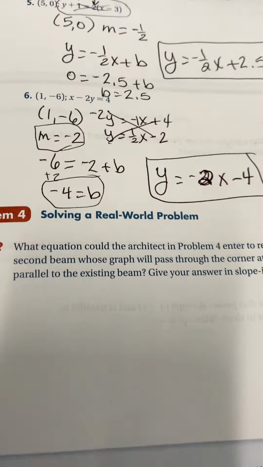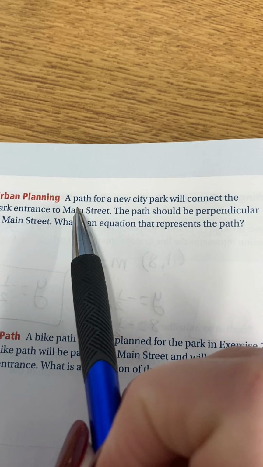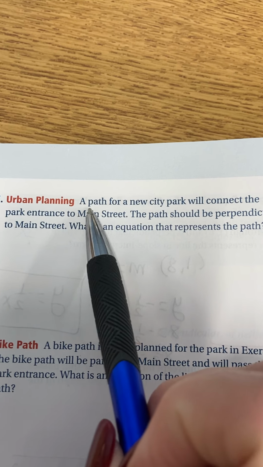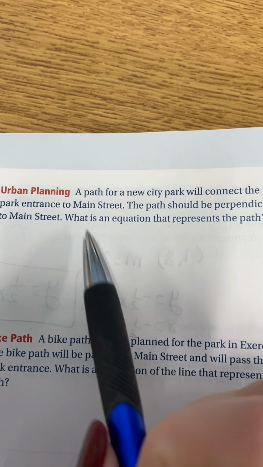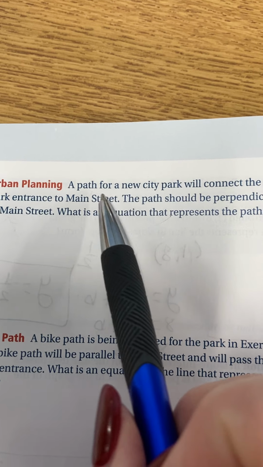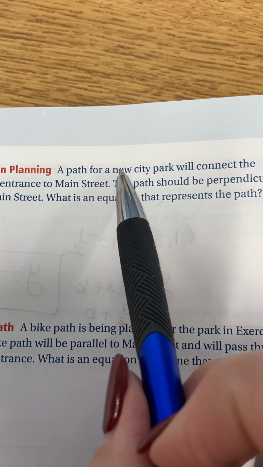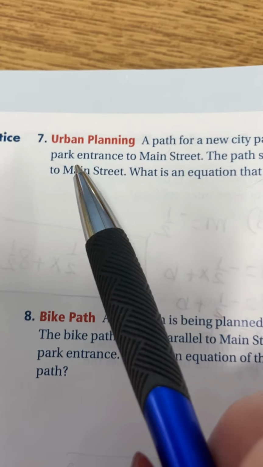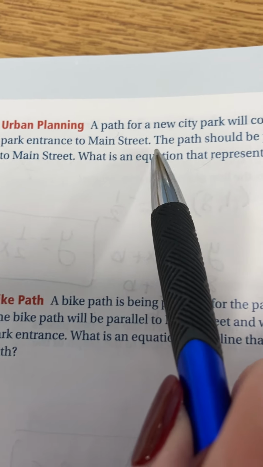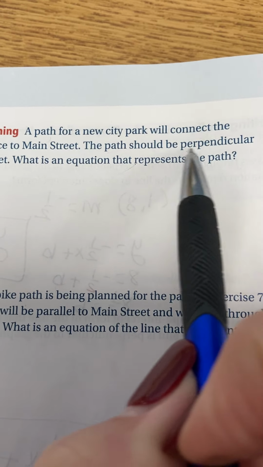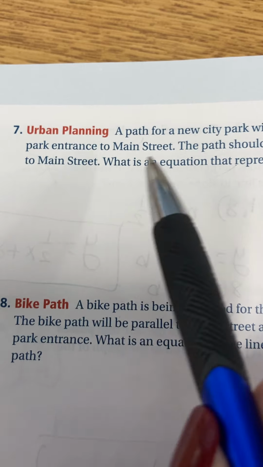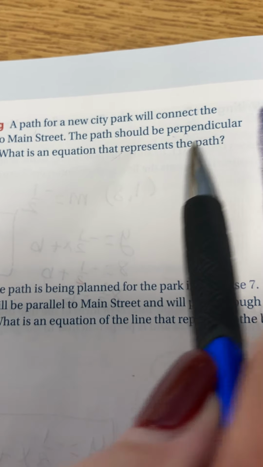Okay, let's go to 216. I'm going to do one of these word problems here. So it says you have an urban planner. Urban planners make maps of cities, parks, things like that. So they're going to have a path for a new city park that will connect the park entrance to Main Street. The path should be perpendicular, there's a key word, to Main Street. What is the equation that represents the path?